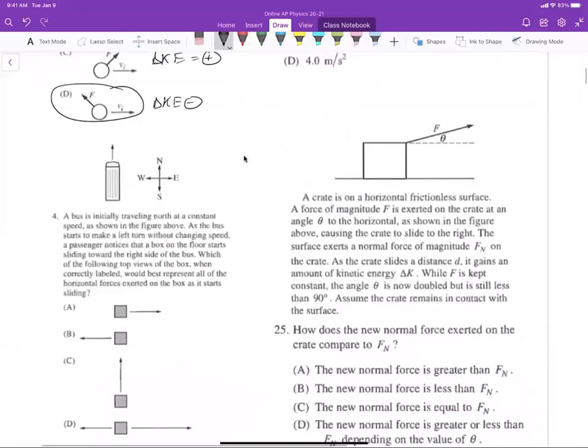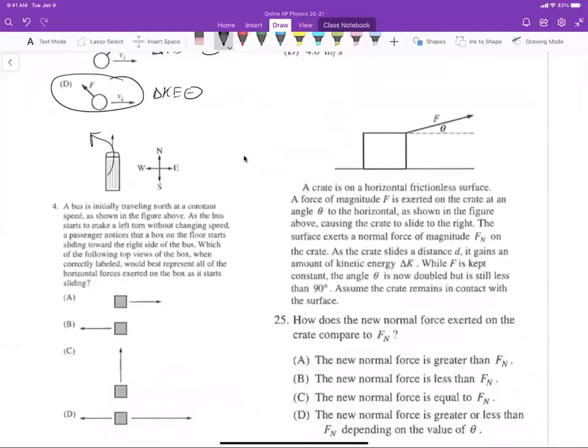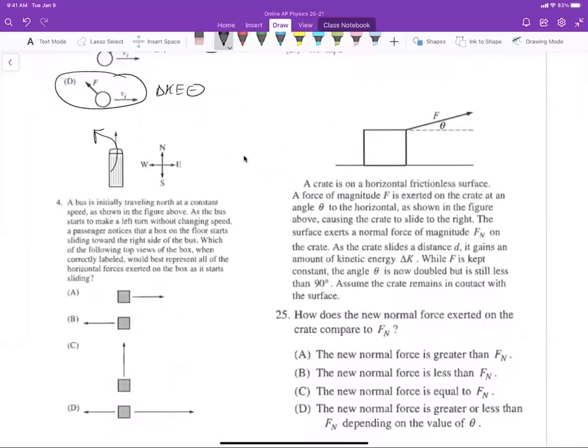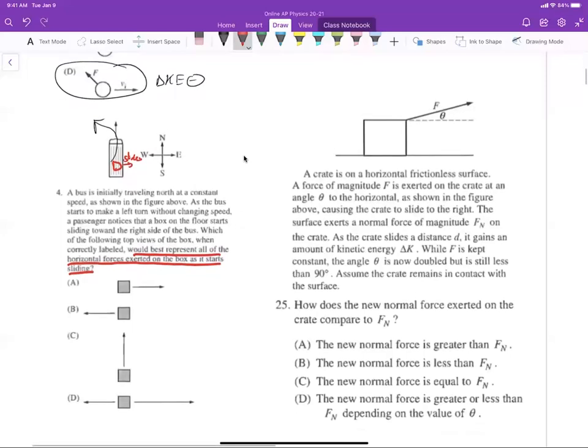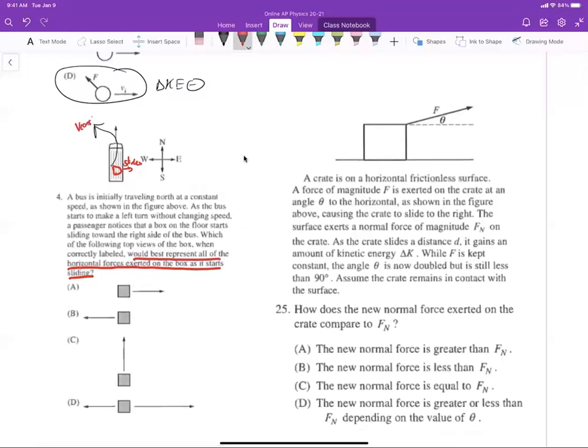Number 9, we can do number 4. This bus is turning to the left. I want to look at a box that is inside here and starting to slide to the right. We want to know what would best represent all of the horizontal forces acting on the box that starts sliding. So it was at a constant speed. The only thing that would be acting on the box would be friction, and that would be B because it would be trying to oppose motion. There's no other forces that are acting on the box.